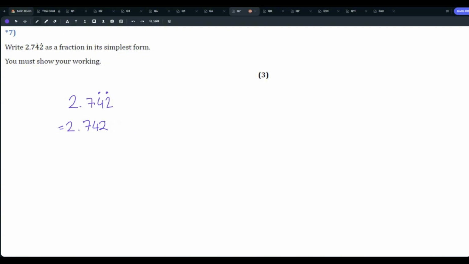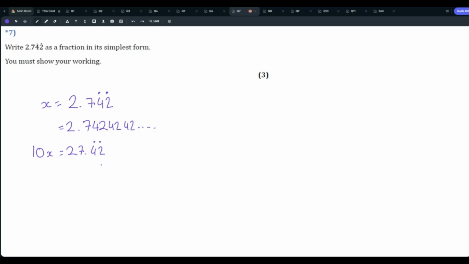42, 42, 42, etc. right until the end. Okay, what you want to do is first get a decimal point past the non-repeating number, which is 7. I'm going to call this x. Now if I get it past the 7, I would have to times this by 10. But of course the 4 and 2 is still repeating.